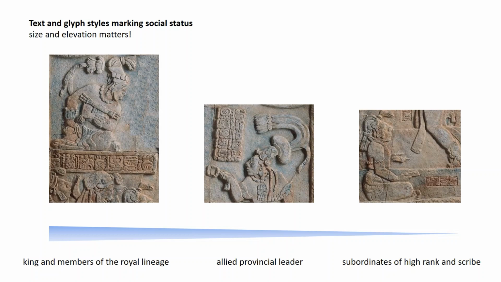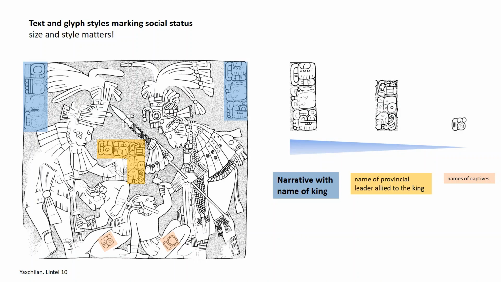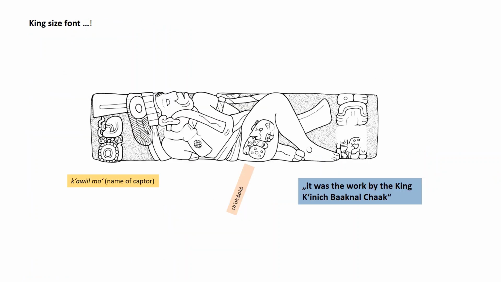The same works with this inscription here. The narrative mentioning the king is largest. The name of the provincial leader to the king, this one here, is smaller. And again, the size is here. The same works here. It's a pattern. It's a pattern of stating the status of an individual by the position of the text field and the size of the text field.